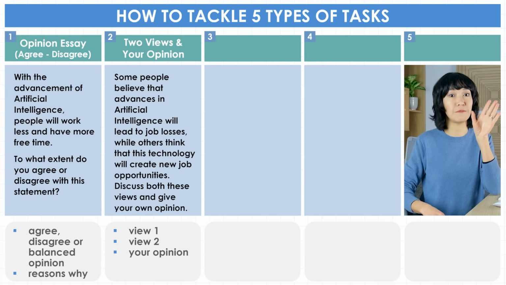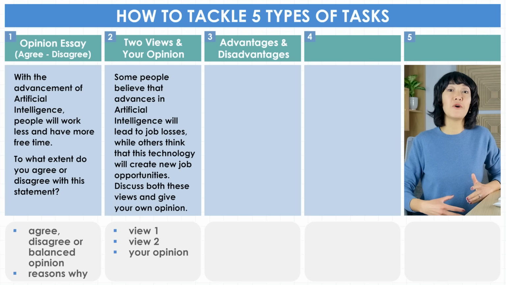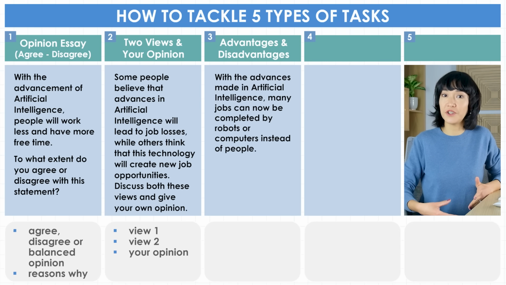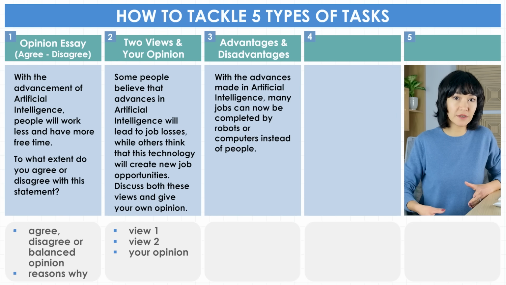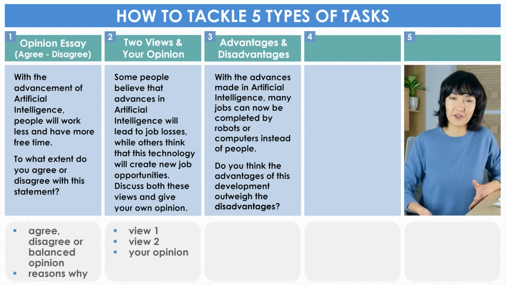And it's the same with type 3, advantages and disadvantages. With the advances made in artificial intelligence, many jobs can now be completed by robots or computers instead of people. Do you think the advantages of this development outweigh the disadvantages?